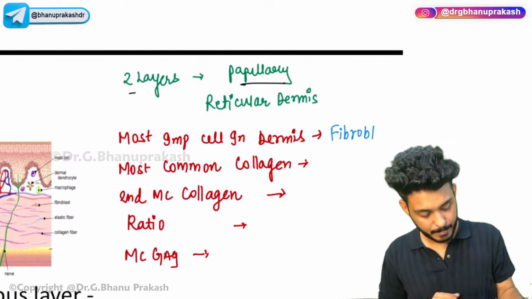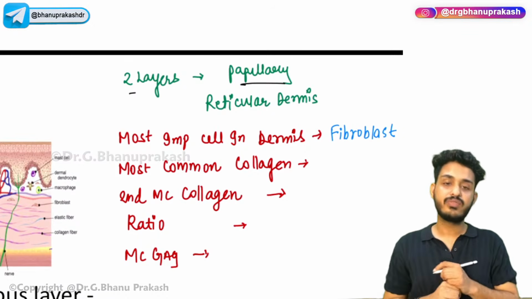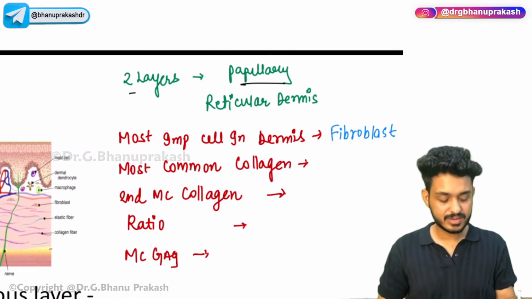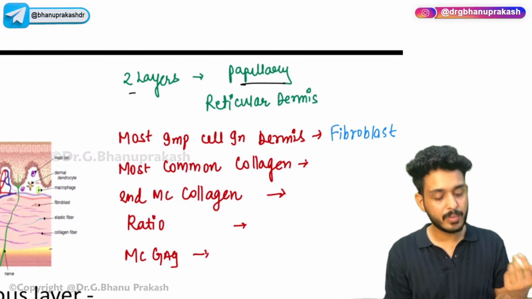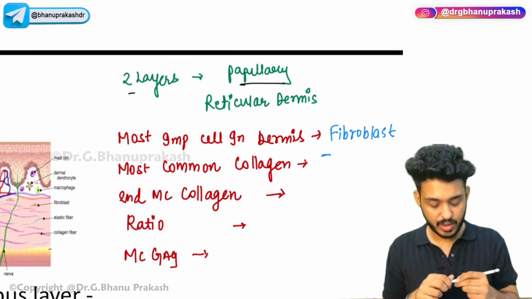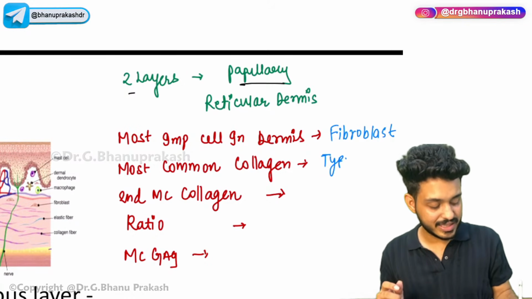These are your fibroblasts. Fibroblasts are the most important cells of the dermis, right? The second most common question is the most common type of collagen. The most common type is your type 1 collagen, which you also see in the bones.